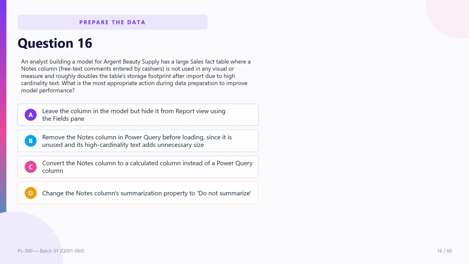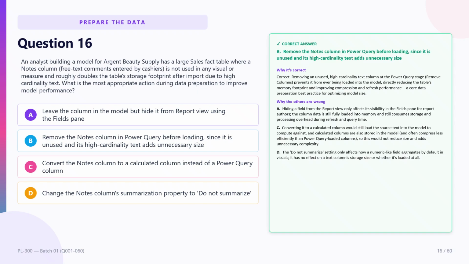Option A. Leave the column in the model but hide it from report view using the Fields pane. Option B. Remove the notes column in Power Query before loading, since it is unused and its high cardinality text adds unnecessary size. Option C. Convert the notes column to a calculated column instead of a Power Query column. Option D. Change the notes column's summarization property to Do Not Summarize. Take a moment and make your choice.